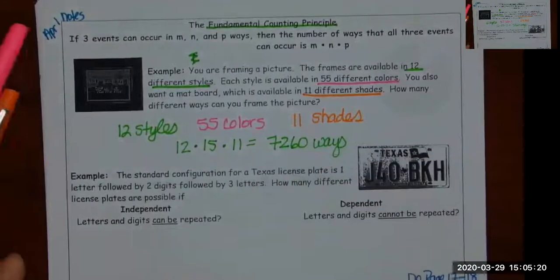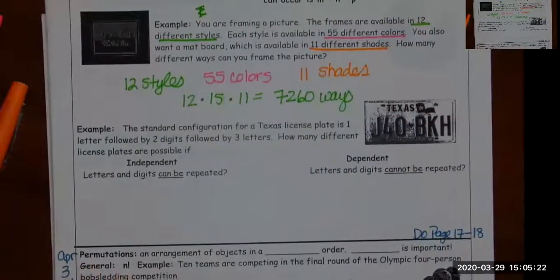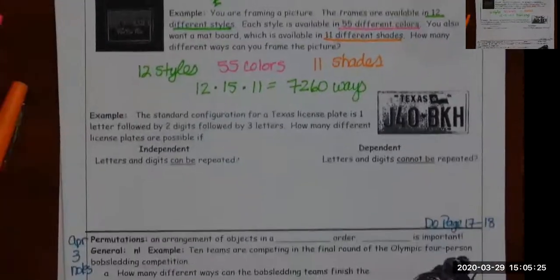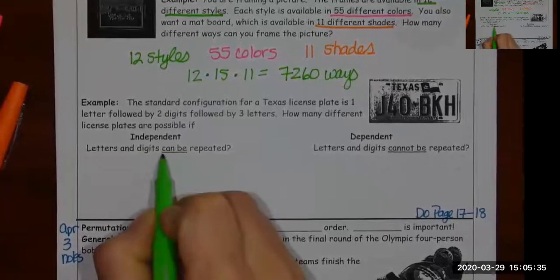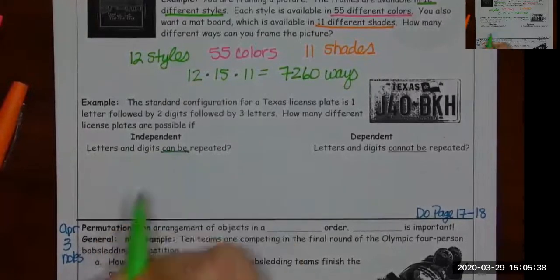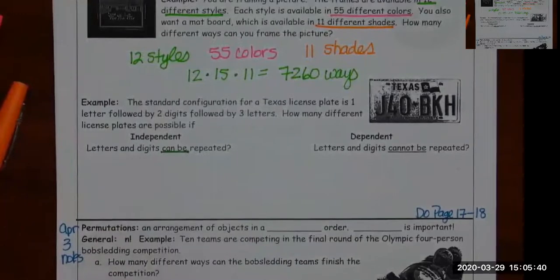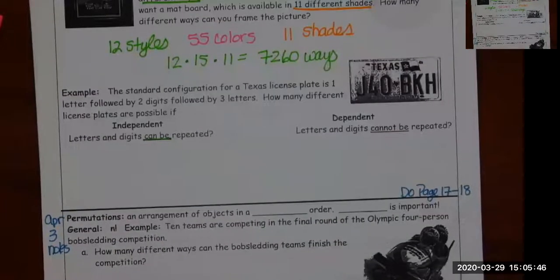Okay, fundamental counting principle. Second, the standard configuration of a Texas license plate is 1 letter followed by 2 digits followed by 3 letters. How many different license plates are possible if letters can be repeated? That means they're independent. If you choose 2, you can choose 2 again. If you choose J, you can choose J again. Versus if they're dependent, meaning if you use the letter 4, that letter's gone, you can no longer use it.